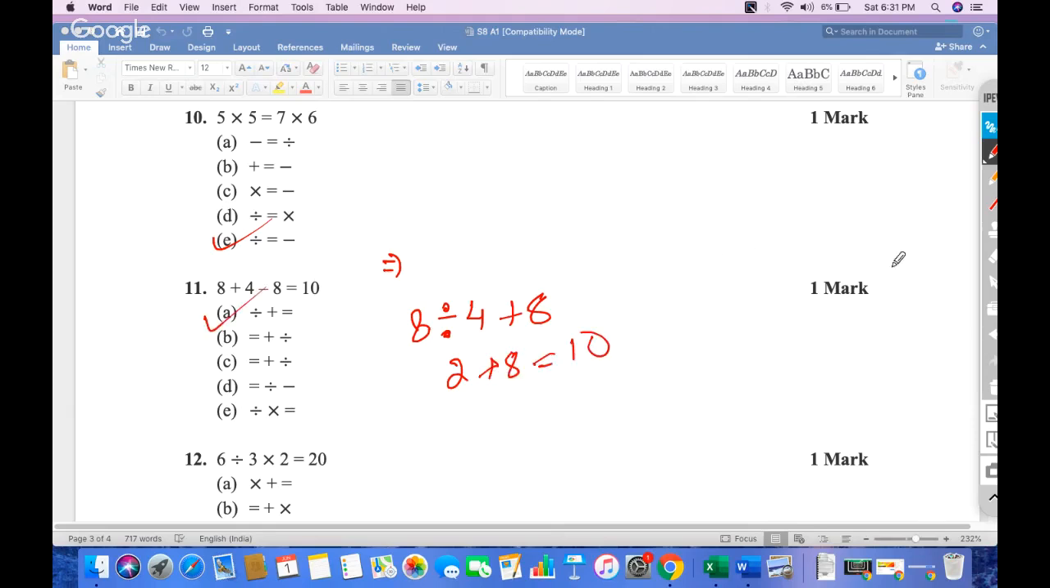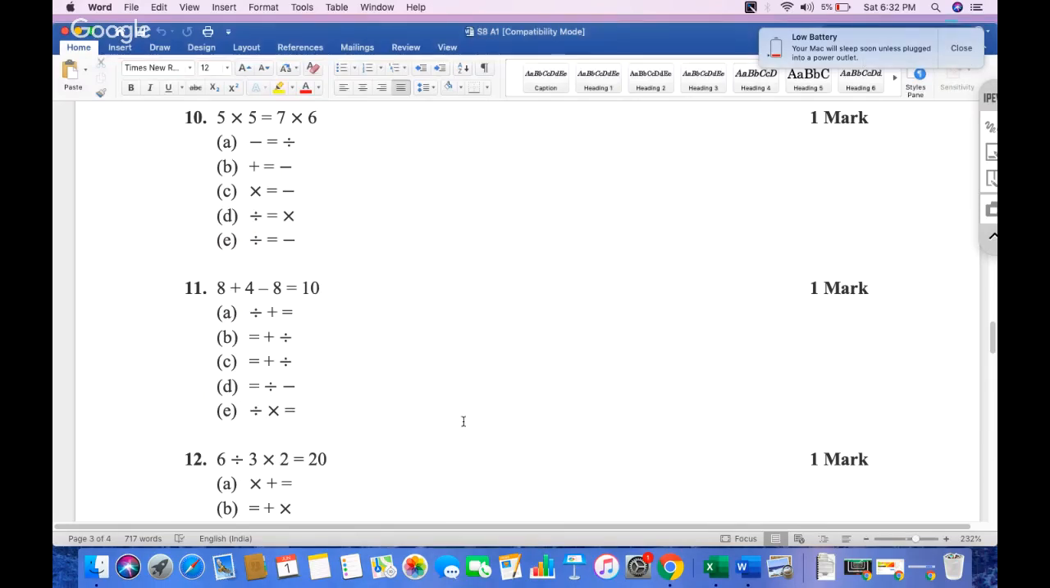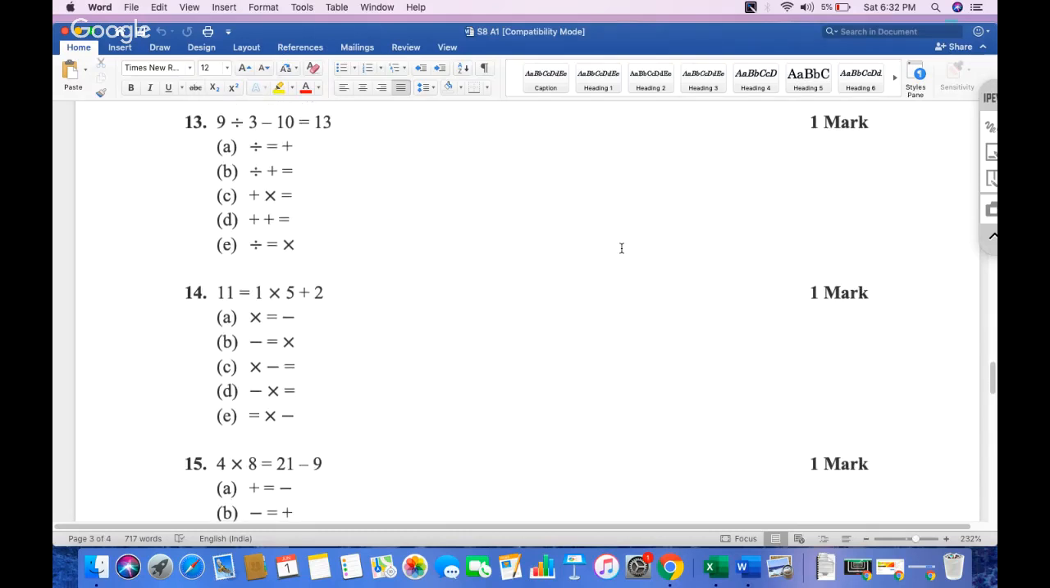And then in option 12, this is very easy. 6 into 3, into 6 into 3 plus 2. So it would be into, plus and equal to. So the option for 12 is also A. So these are the answers for question numbers 10, 11, and 12. Let's do it for 13, 14.